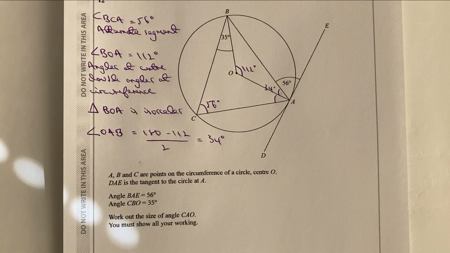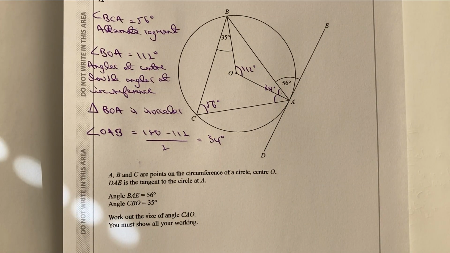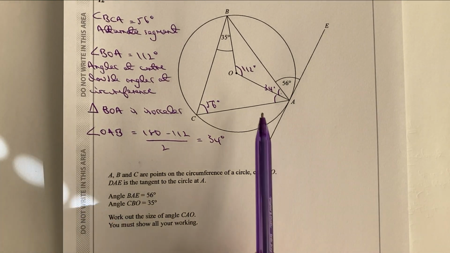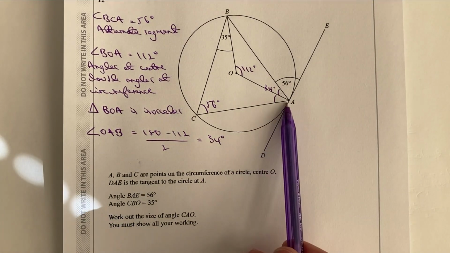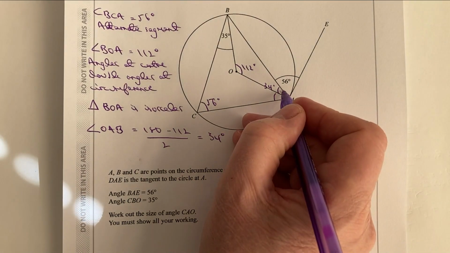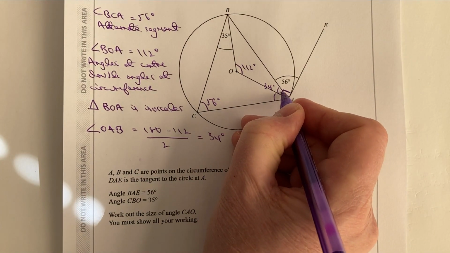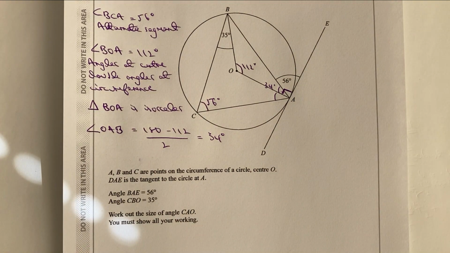Okay, now the next thing is that we know that that must be 34 degrees. We also know that a tangent meets a radius at 90 degrees. Okay, so where are we? DAO, it means this plus this would be 90 degrees. And indeed that's true because 56 plus 34 is equal to 90 degrees. Okay, so let's have a look then at the next little bit of this.